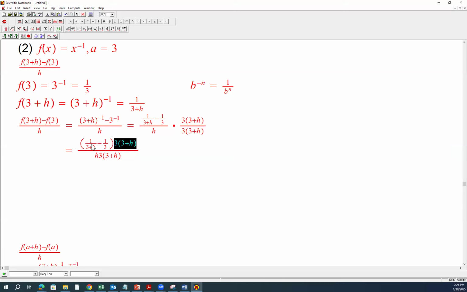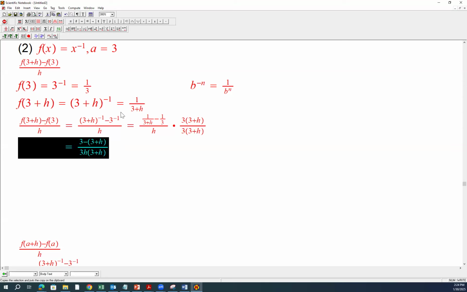So this piece is going to be distributed to the first term, to the second term, remove that parentheses, and the bottom, you can write 3h if you want. Okay, h times 3, 3 times h, same thing. With that, you can see we can reduce this piece, right? 3 plus h and 3 plus h, that will be reduced. We have a 3 left. And 3 times 1/3, that equals to 1.